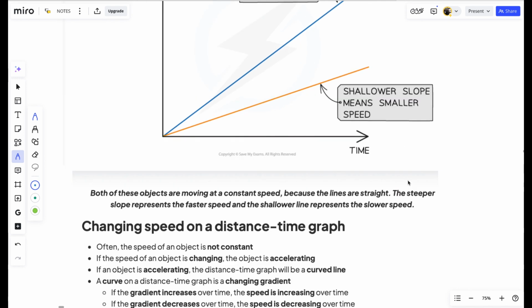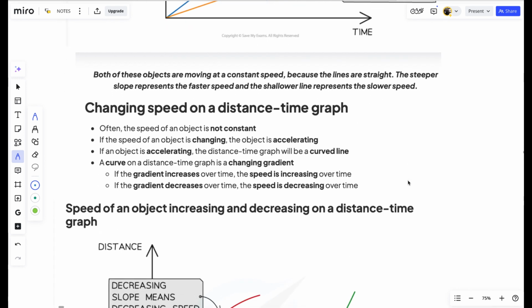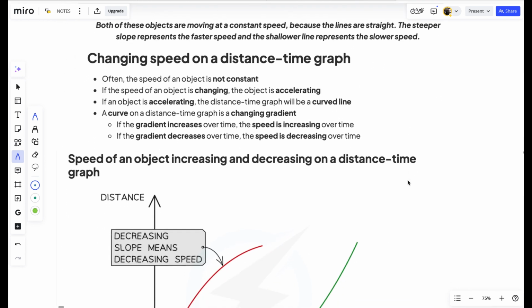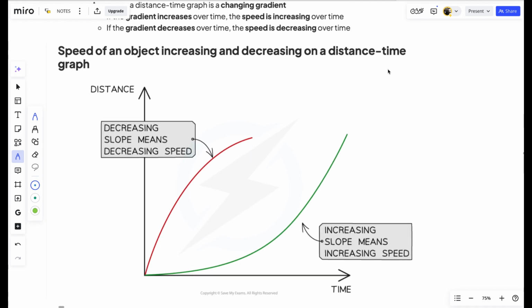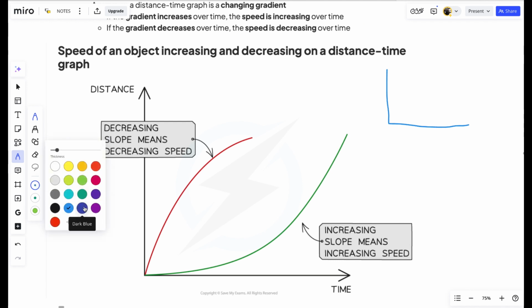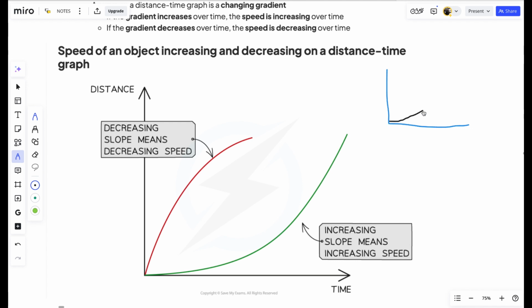The object is at rest. Now let's move to change of speed on a distance-time graph. If we have a curved line in a distance-time graph, then we say the object is either accelerating or decelerating. The object is accelerating if it's curved like this.